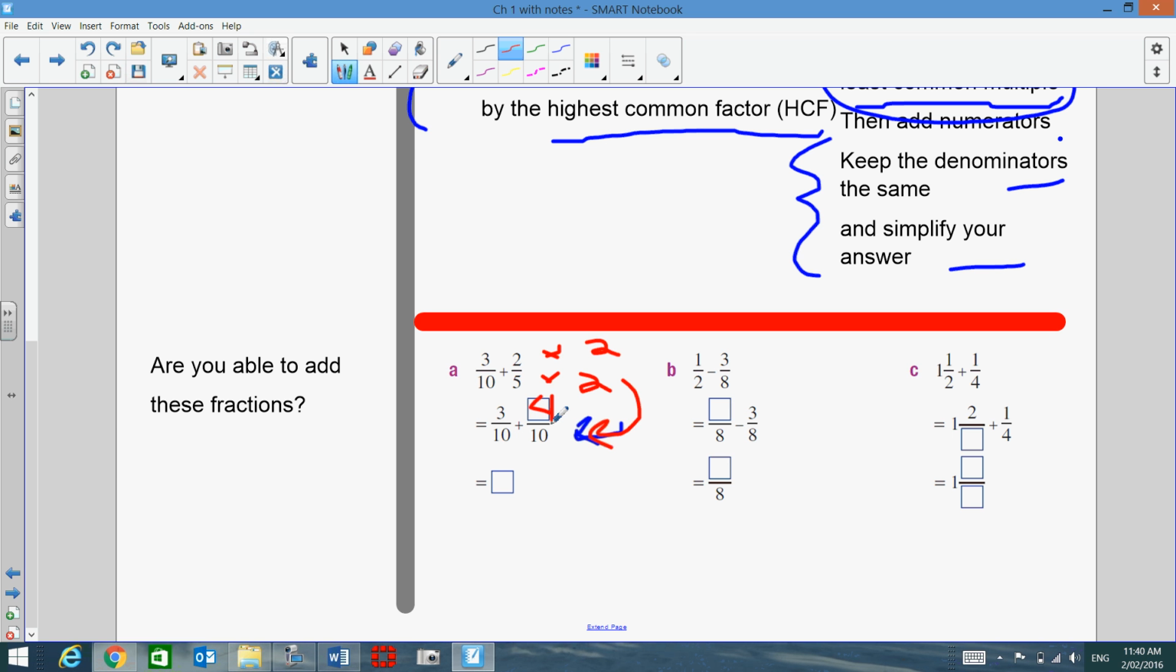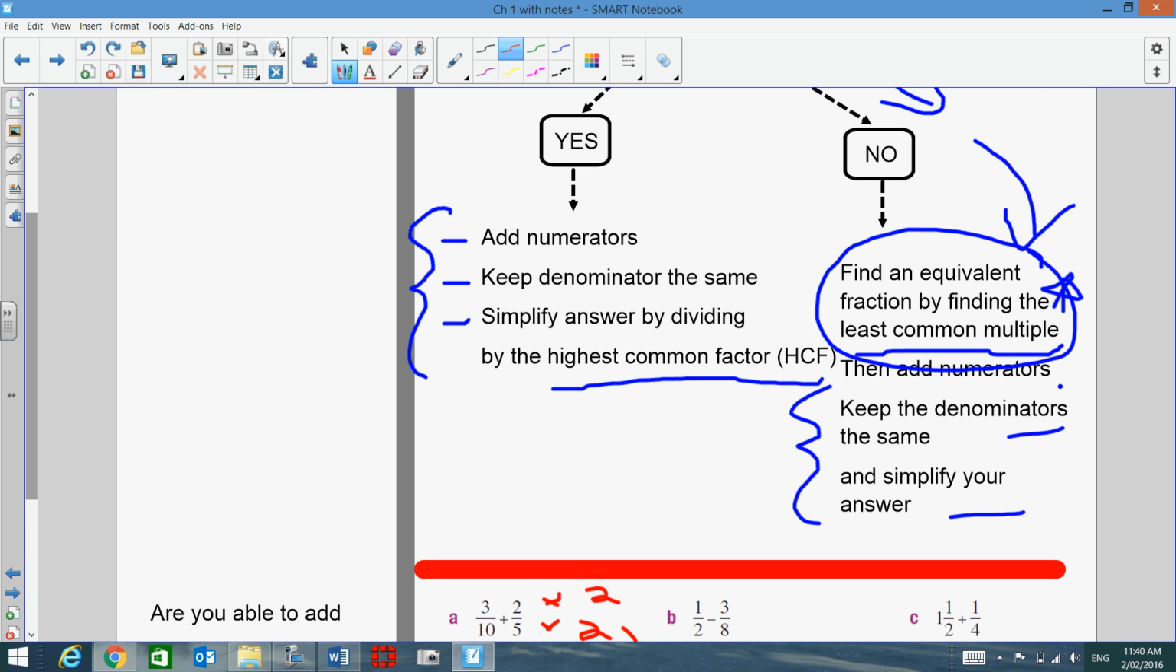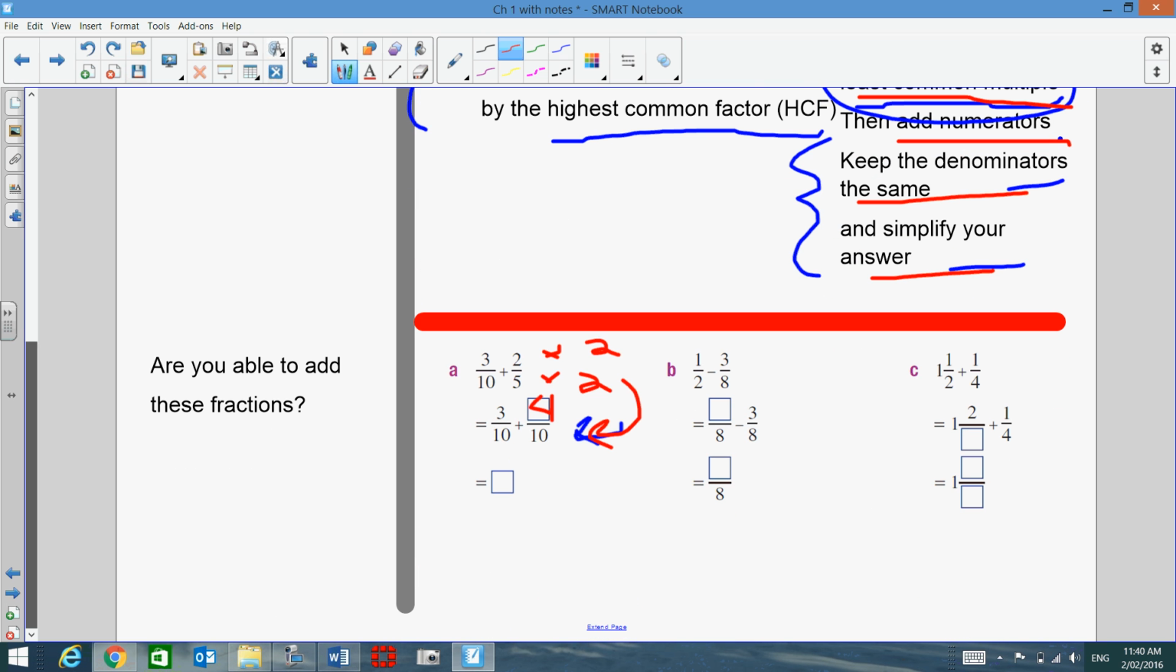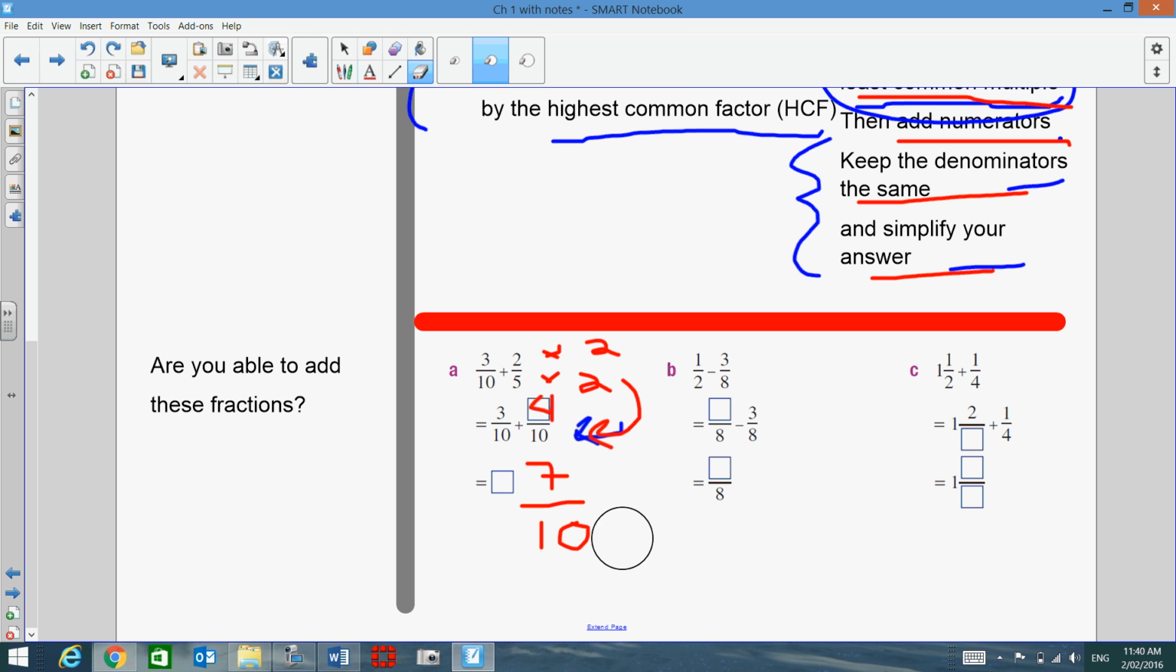So my final answer, let's look back up on my flow chart. Now that I have my least common multiple, I need to add my numerators, keep the denominator the same, and then simplify. So I'm going to add my numerator, so I can't fit it in that box, I'm going to write it next to the box. 7 is my numerator. Keep your denominator the same, and then see if you can simplify. So do 7 and 10 have any common factors? And they do not.